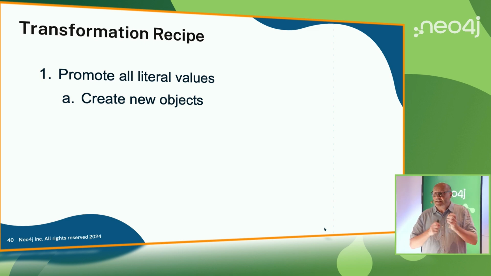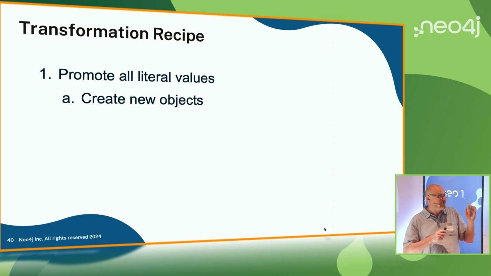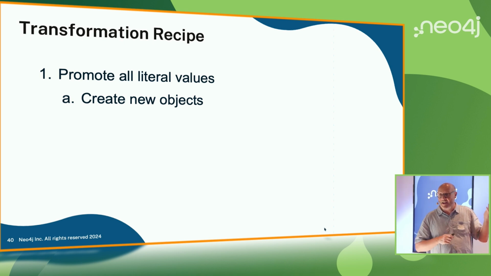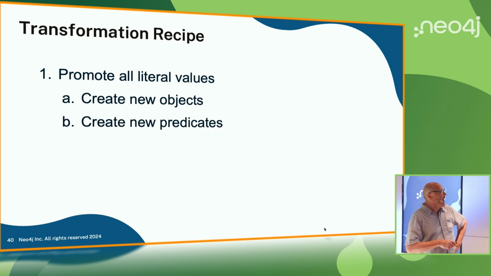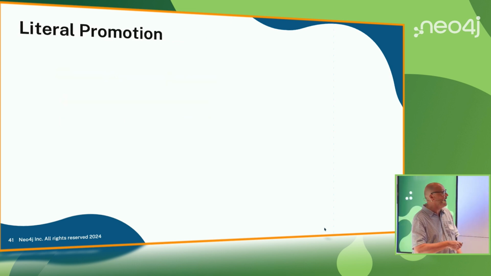That involves creating a new, unique object in our triple store to represent that promoted literal. And then you have to create a new predicate to that object as well. So we wrote SPARQL queries which would do all of that.